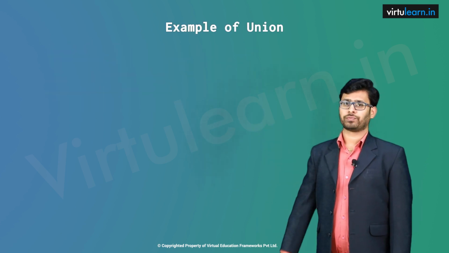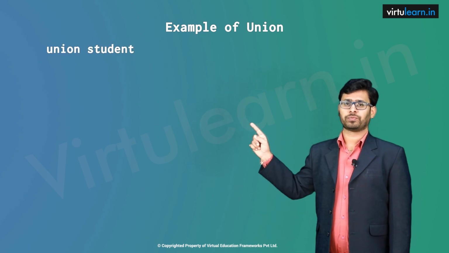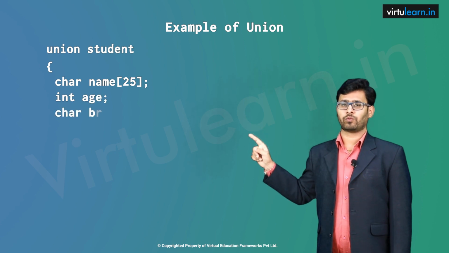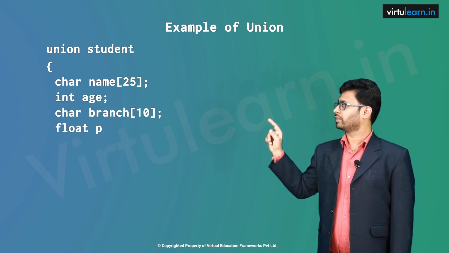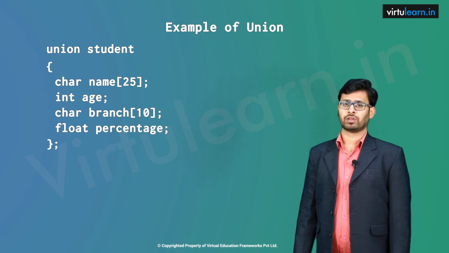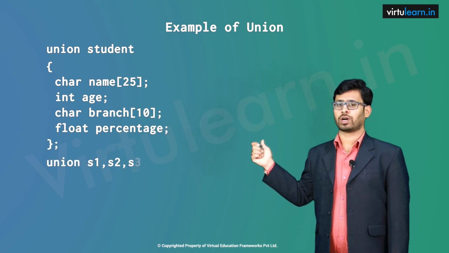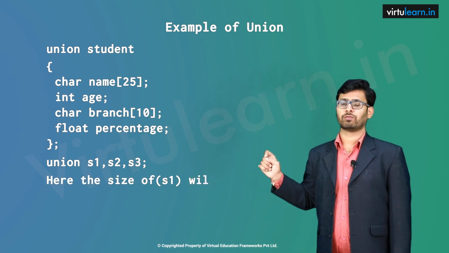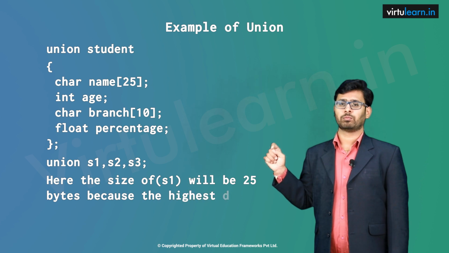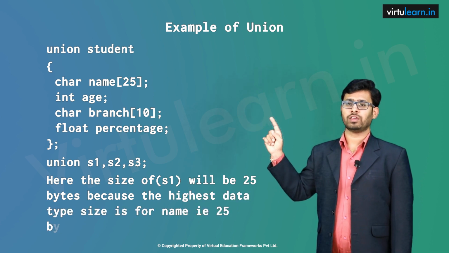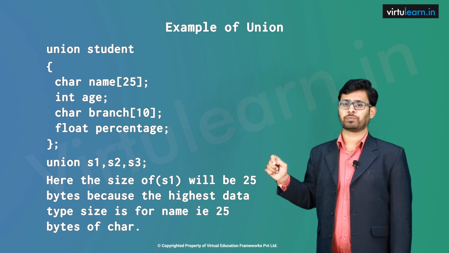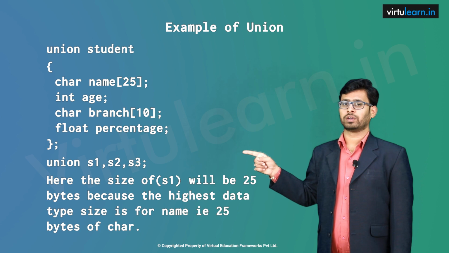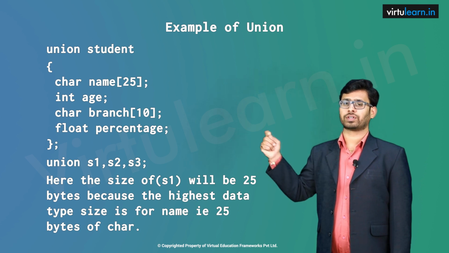Example of union. Union student, char name of 25, int age, char branch of 10, float percentage, closing it with a curly brace followed by semicolon. Now here union of S1, S2, S3. So here the size of S1 will be 25 bytes because the highest data type size is for name, that is 25 bytes, which is of character type. So here the size of the union will take the highest data type size.